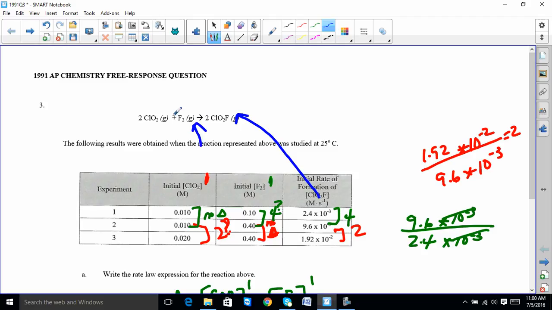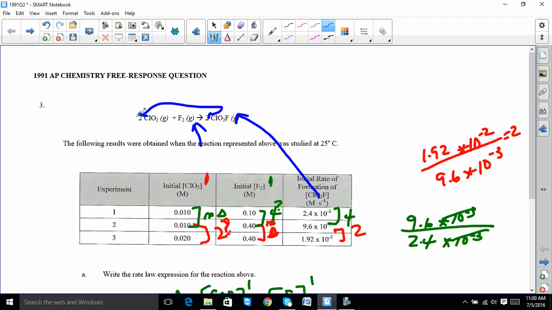And remember, the rates are related by the stoichiometry. See the 2 to 1 to 2? So this is disappearing at the same rate that this is appearing, because 2 to 2 is the same thing as 1 to 1. But this is a 1. This is disappearing at half of the rate that this is appearing, because this is a 1, this is a 2. 2 is twice as big as 1, or 1 is half as big as 2.